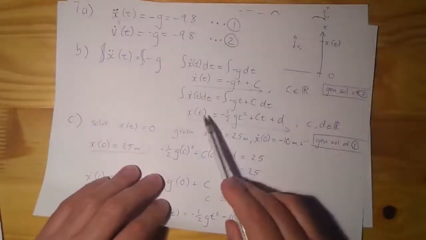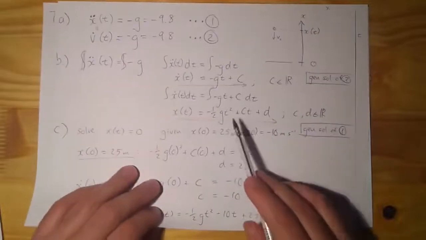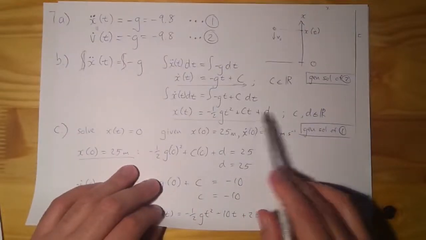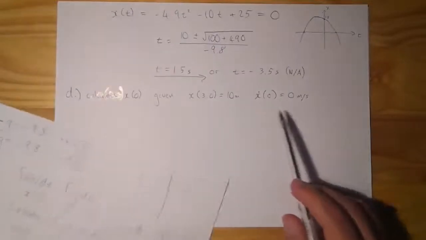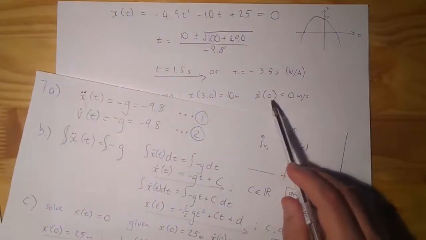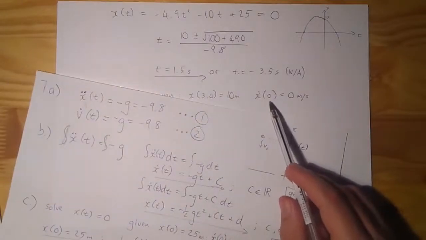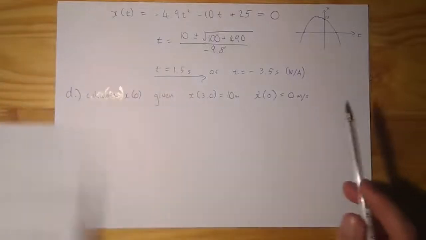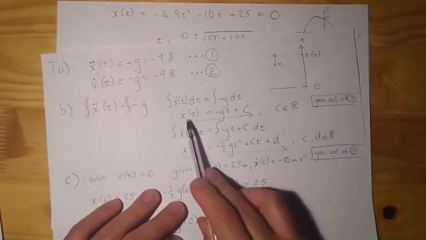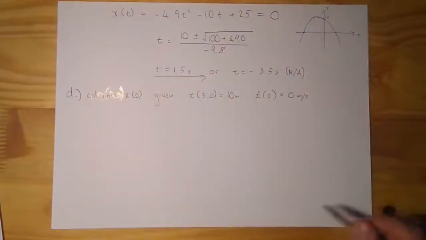If I substitute 3 in here, I'm going to have a c and d in the expression, so it's better to substitute 0, because that gets rid of a lot of them. So let's start with this one first. What do we know? We know that the derivative is minus gt plus c. All right, so now it's easy.